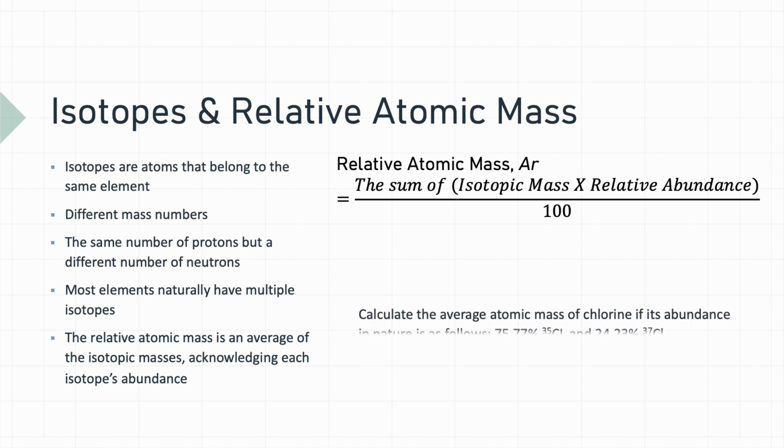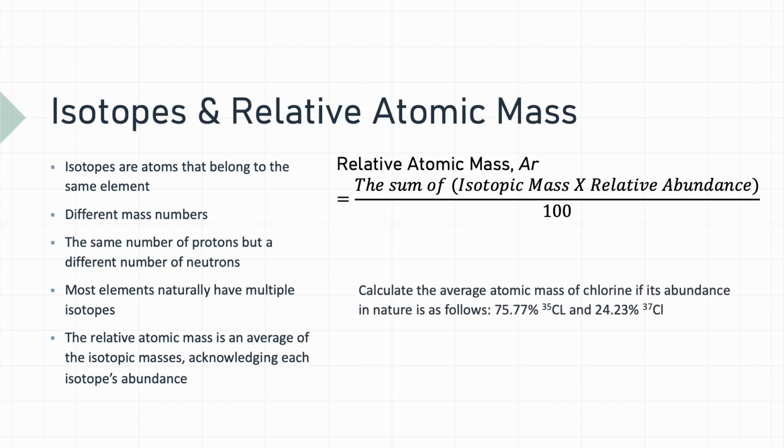So let me give you an example. If the question says, calculate the average atomic mass of chlorine if its abundance in nature is as follows: 75.77% chlorine-35 and 24.23% chlorine-37. If you substitute that into the equation, you get 35.48, which would be the relative atomic mass or average atomic mass.